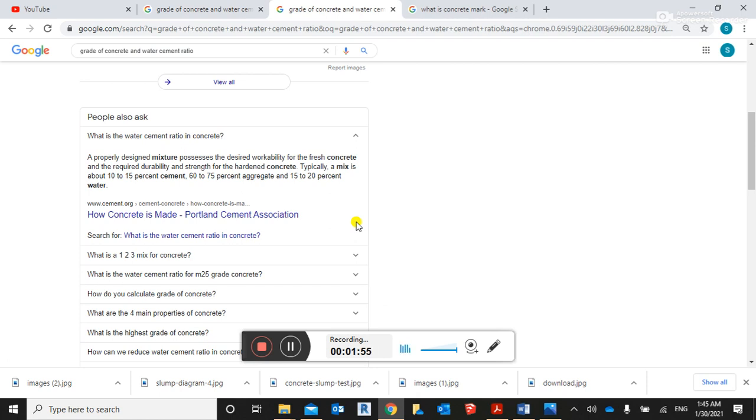What is water cement ratio in concrete? A properly designed mix process provides the desired workability for the fresh concrete and the required durability and strength for the hardened concrete. Typically, a mix is about 10 to 15% of cement, 60 to 75% is aggregate, and 15 to 20% is water. This is also a very important question, guys.